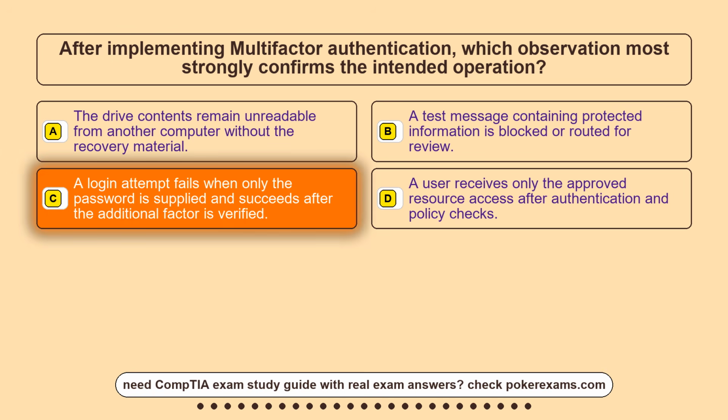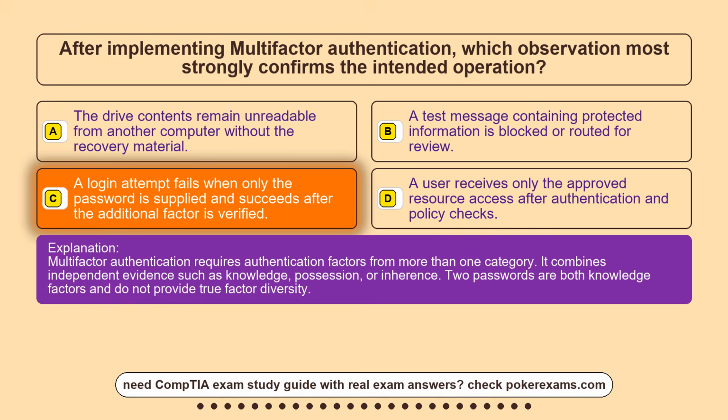The correct answer is option C. A login attempt fails when only the password is supplied and succeeds after the additional factor is verified. Multi-factor authentication requires authentication factors from more than one category. It combines independent evidence such as knowledge, possession, or inherence. Two passwords are both knowledge factors and do not provide true factor diversity.